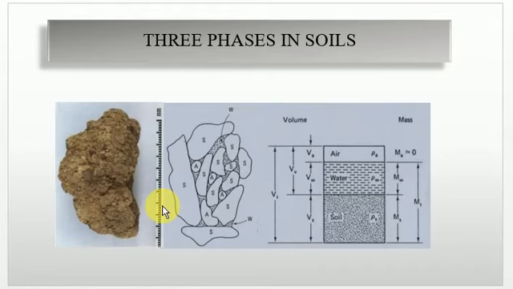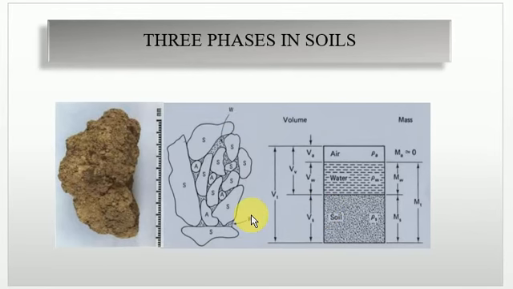Here is the material component. S denotes sand or solid particles, A denotes air voids, and this dot is for moisture content, which is denoted by W.